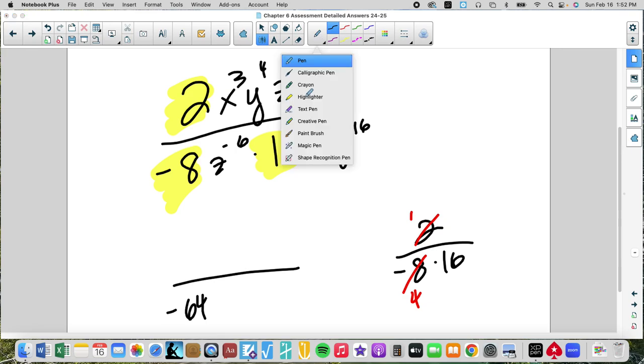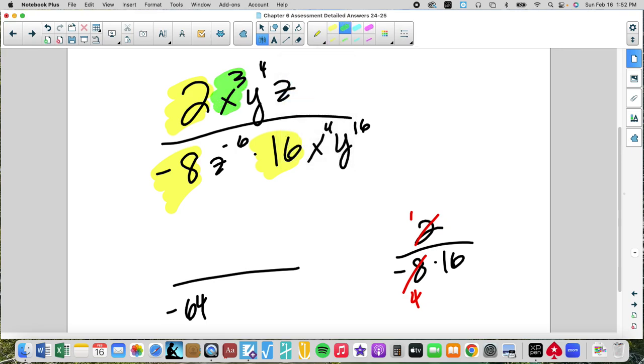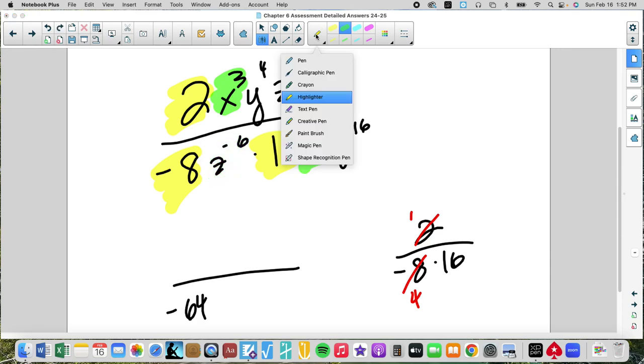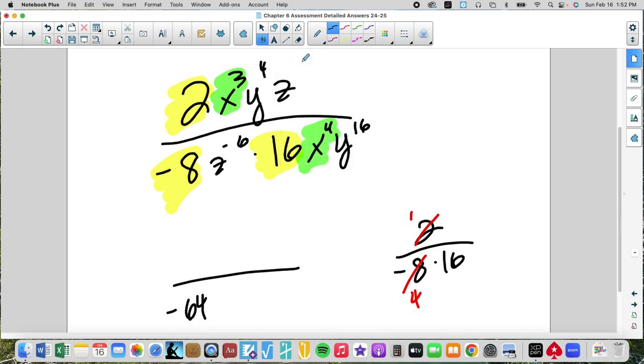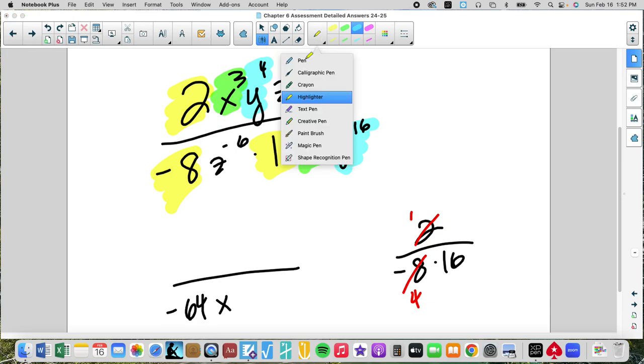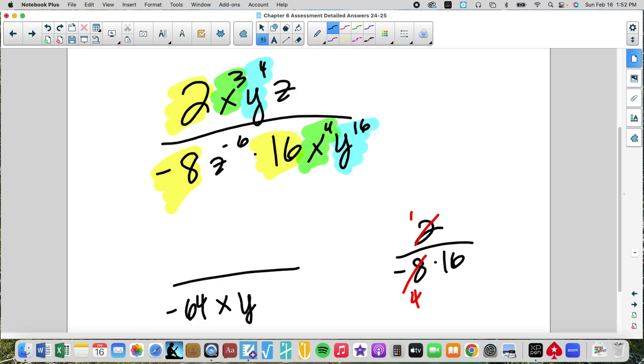Let's deal with the variables now. Like variables, x to the third, and x to the 4th in the denominator. That's a leftover x in the denominator. Let's deal with the y's. We have y to the 4th, y to the 16th. So the 4 in the numerator is going to cancel with 4 of the 16 in the denominator, which leaves me with y to the 12th.